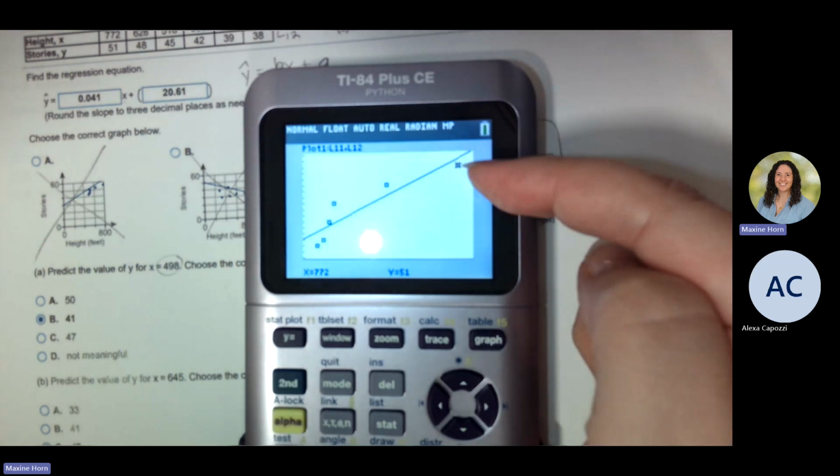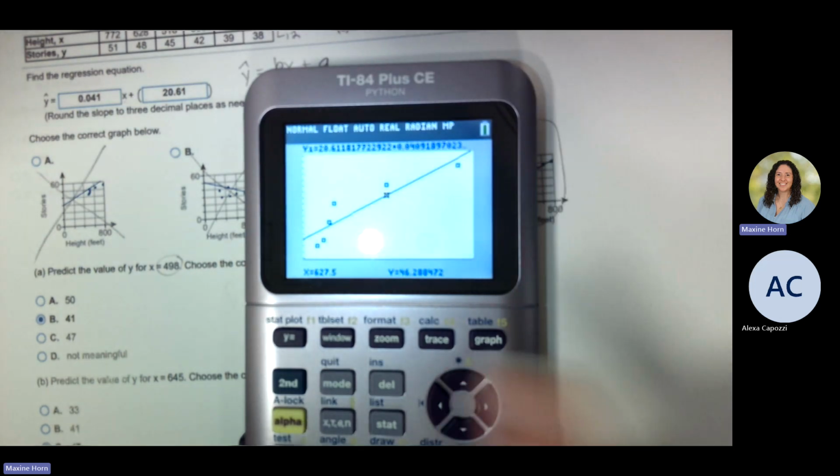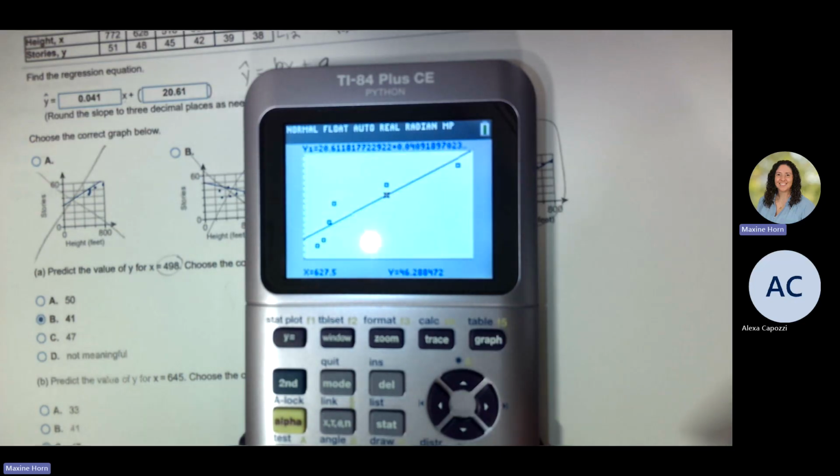So right now it's selected this data point right here. If I hit up, now it's going to be like, oh, okay, let me jump to the line. If I hit up or down, it's going to jump to another point. Like it's going to jump to the points rather than the line. So that's if I hit the up or down. If I hit the left or right, it's going to go, well, I can type in an X value.